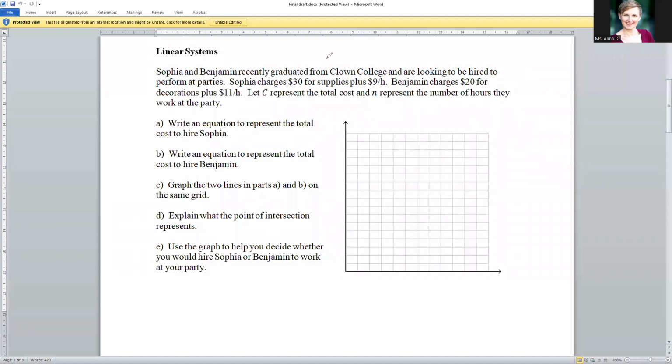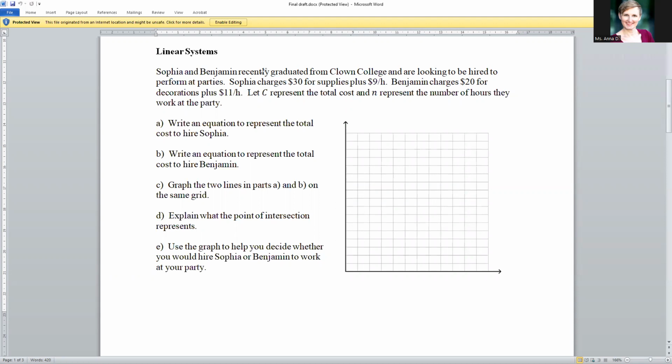This recording is for grade 10 students to prepare for the final exam on linear systems. This is the question that was offered about Sophia and Benjamin. Please pause the video and read the question so that you know exactly what's happening here. As we read the question, we underline important words.